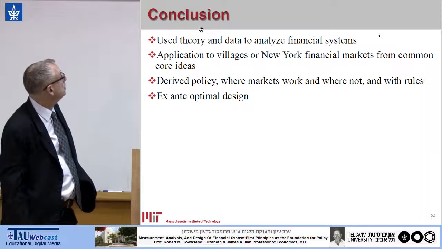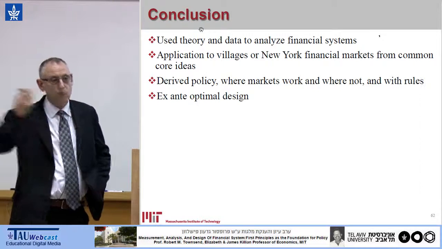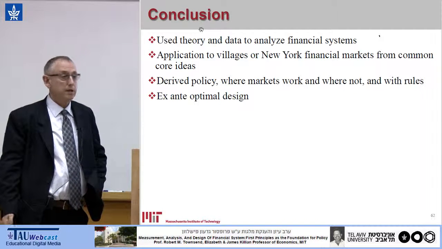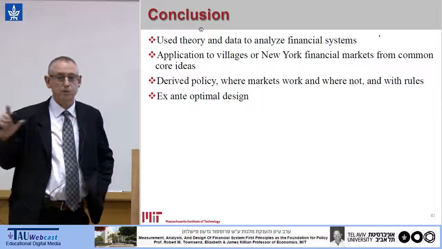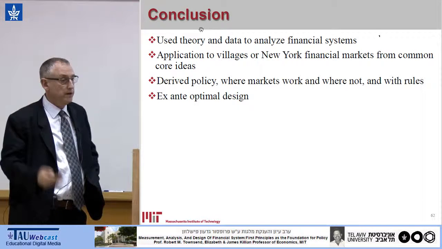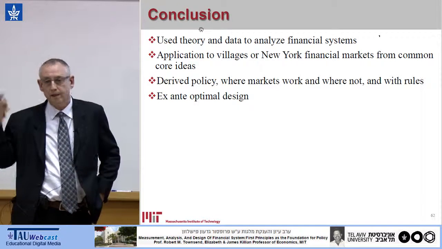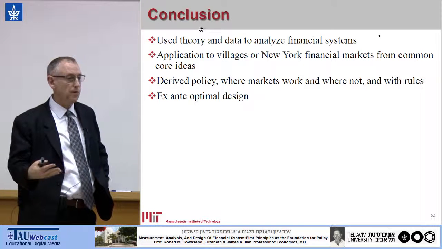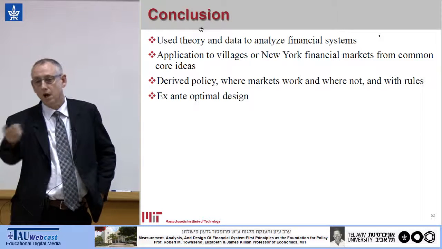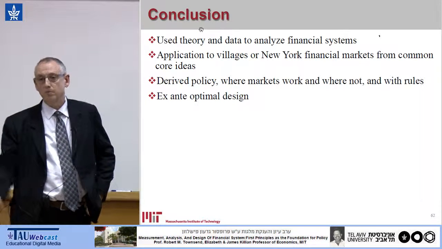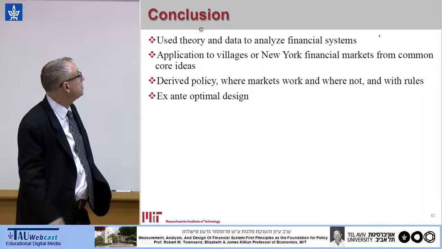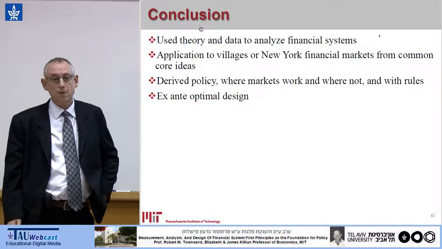So in conclusion, I hope I've at least given you a flavor of how to think about policy and how to think about financial markets based on first principles. Familiar general equilibrium first principles. It's a very operational algorithm. It tells you how to think about institutions, how to evaluate them, how to form judgments if you have the data based on underlying allocation. It accommodates information, limited commitment, and other obstacles. And ideally it should tell us something about ex ante optimal design.